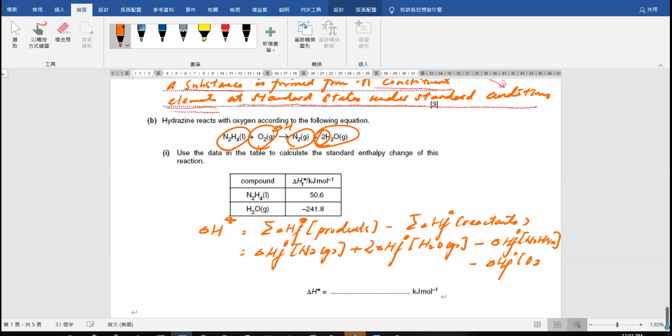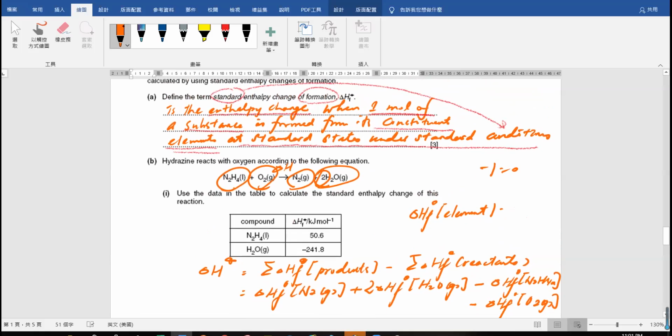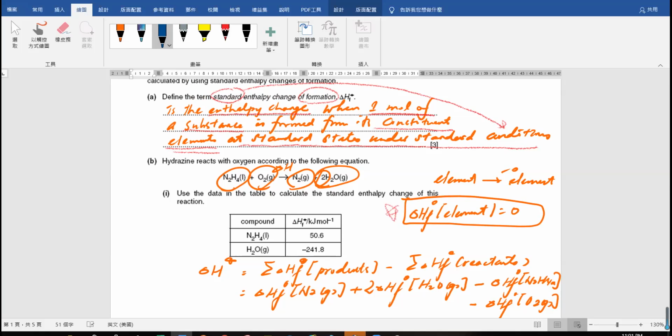Now you may wonder, I have 4 terms in my equation. Why are just 2 data given? Because if you remember, the formation of any element is 0. It makes sense, right? Because when you look at the definition, it is when you form 1 mole of a substance from its elements. So if you are forming an element, then basically you are changing element to element. So it doesn't have any change. So it will be 0. Okay. So because of this, we basically can cross out 2 terms, the elements, right? So you just have this one and this one.